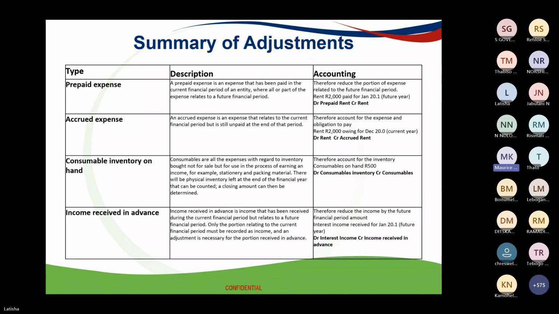Must I repeat that? Okay, let me repeat it. The portion of the inventory that was not used, which is stock on hand, would be to debit the inventory on hand and credit the consumables, which reduces the expense to the amount for which it was used for that particular period. I hope that is clear now.